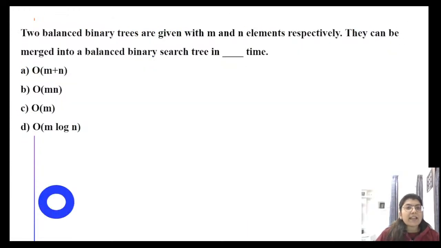Two balanced binary trees are given with m and n elements respectively. They can be merged into a balanced binary search tree in dash time. What is the answer to this question?